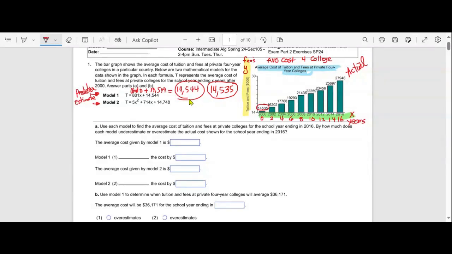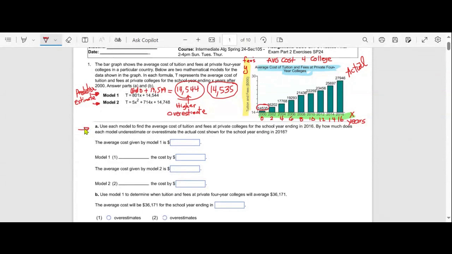So is this an overestimate or an underestimate of the prediction? Is it higher or lower? Higher. If it's higher, then it's an overestimate. Is this clear, Muhannad? Yes, Doctor, clear. Yeah, continue.